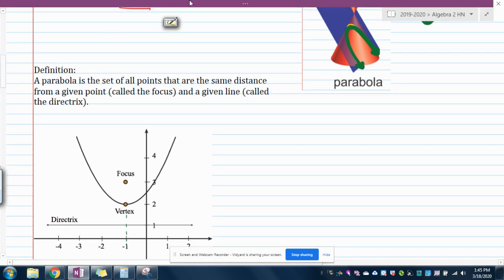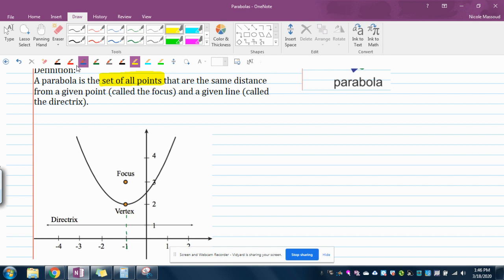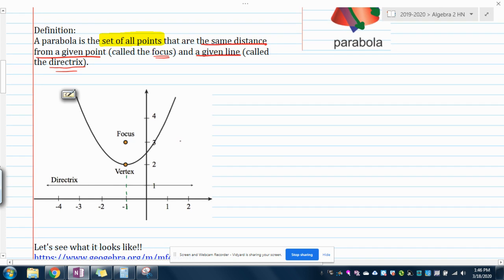So just like above, it is the set of all points. Again, I told you that's important. The set of all points that are the same distance from a given point, called the focus, right? We've worked with foci before, and a given line called the directrix. Okay, that is a new word for you. Direct and then RIX. Okay, so let's talk about what that means.